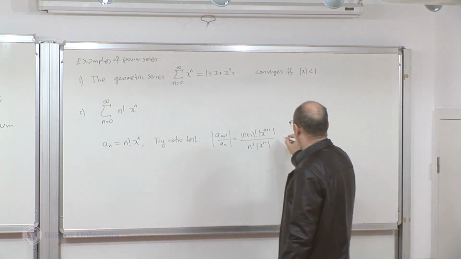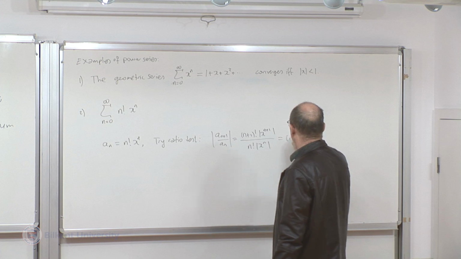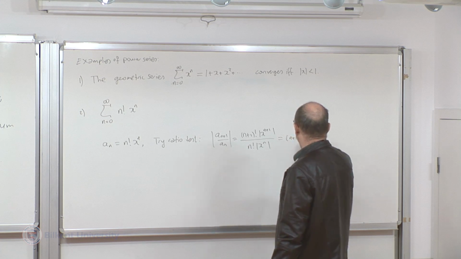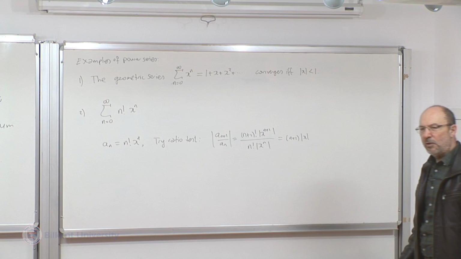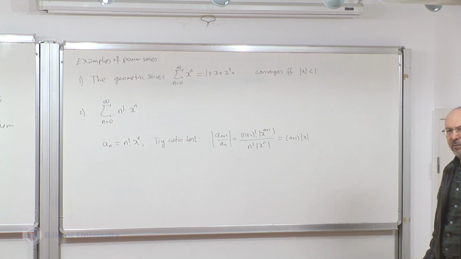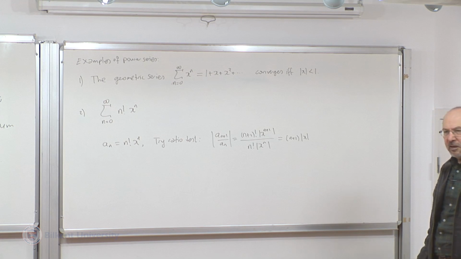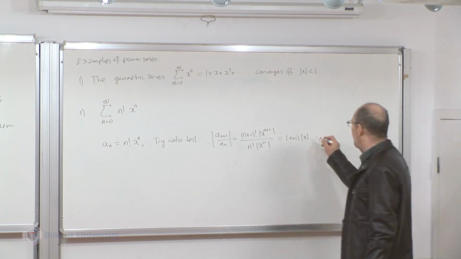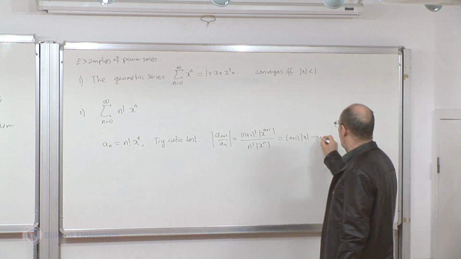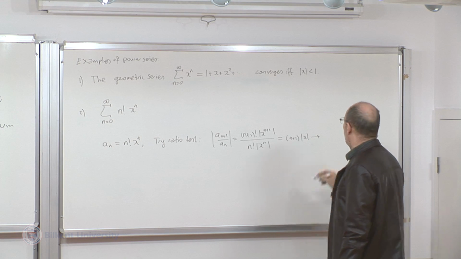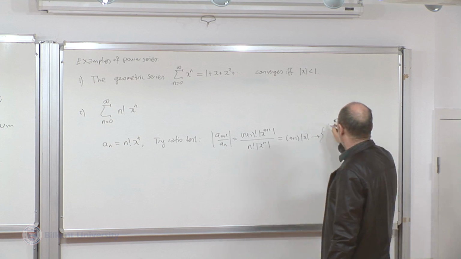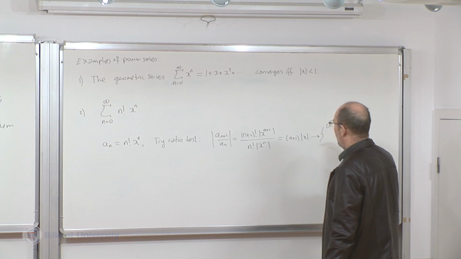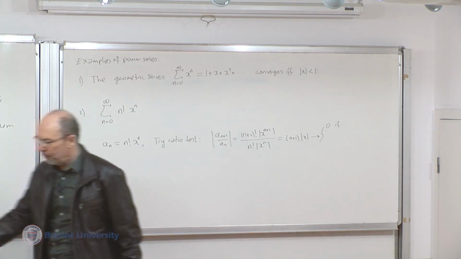When we simplify, this is (n plus 1) times the absolute value of x. Now we take the limit as n goes to infinity. If the limit is less than 1, it converges. If it is larger than 1, it diverges. Here you see that this goes to two things.